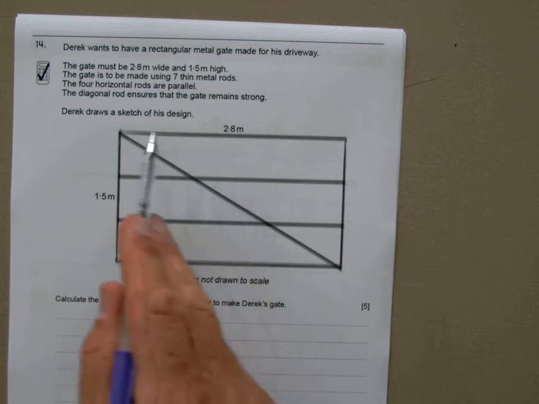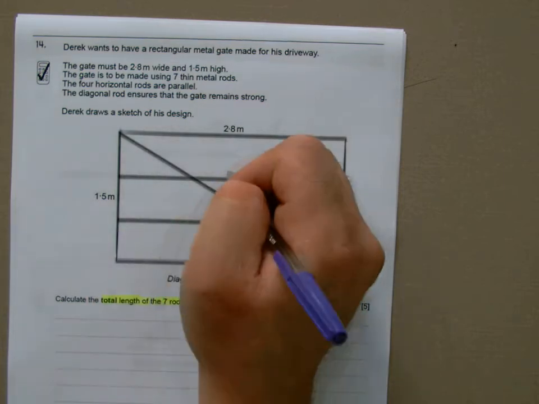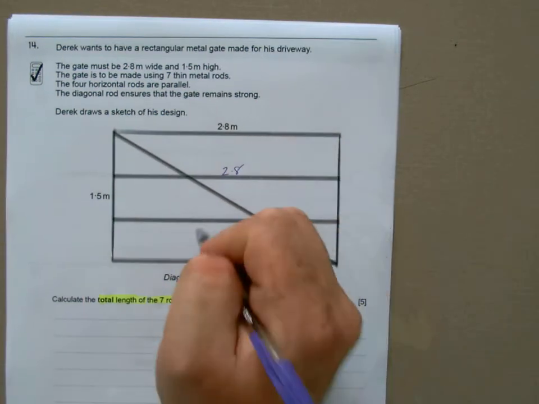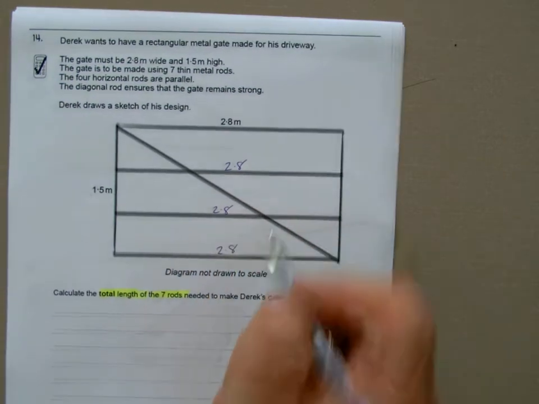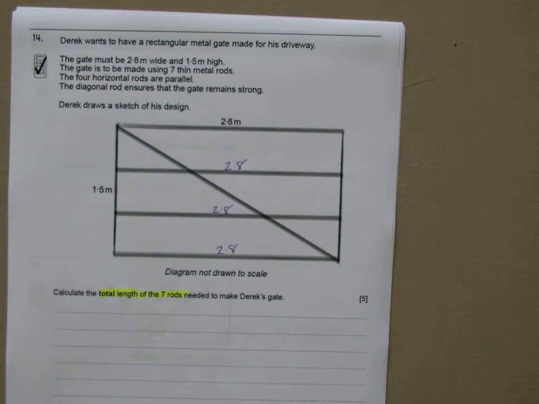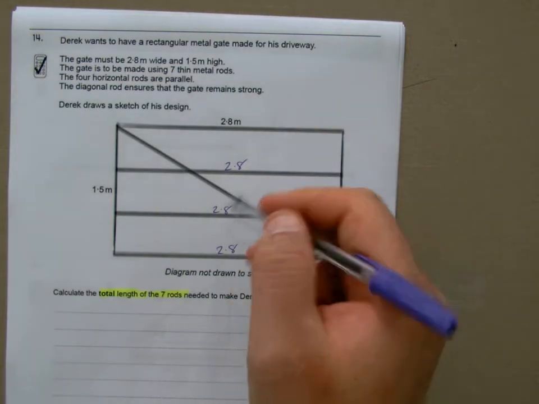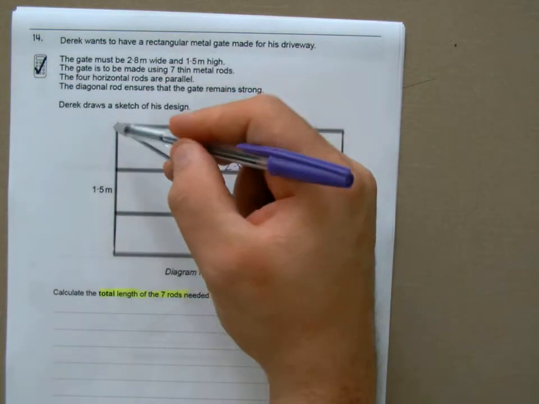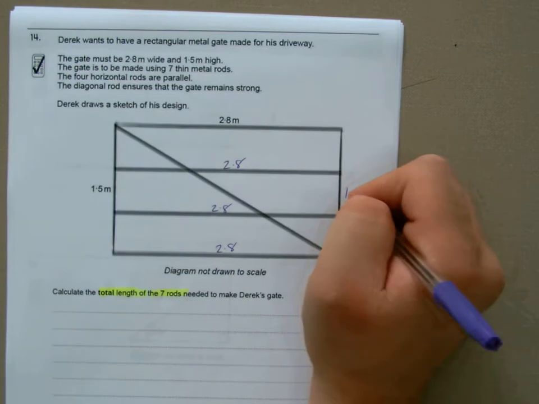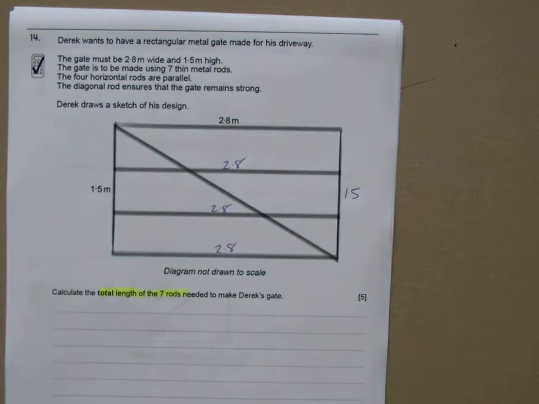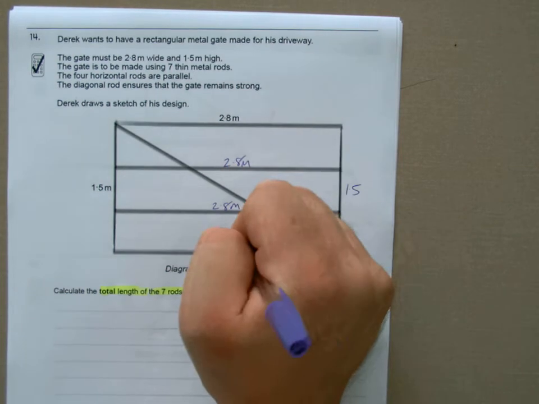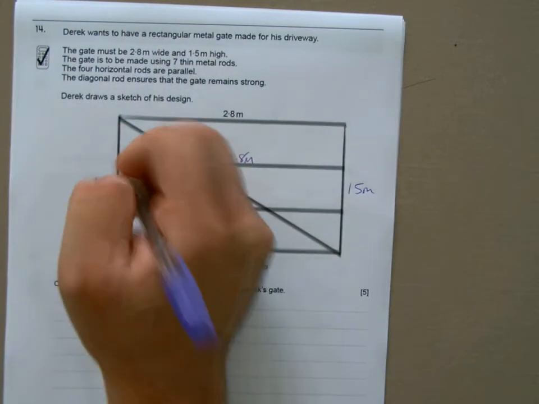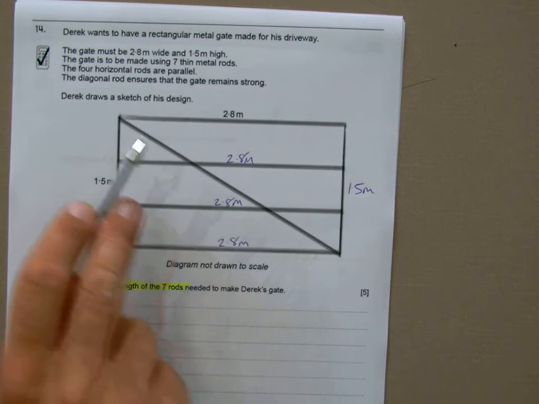So we know, for instance, because that's 2.8, this is also going to be 2.8, this is also going to be 2.8, and this is also going to be 2.8. So you've got 4 lots of 2.8 there. You could add them or times them by 4. We know that vertical rod is 1.5, so this is also 1.5. So now we actually know most of the rod lengths. In fact, we know 6 of them. The only one we don't know is this diagonal here.